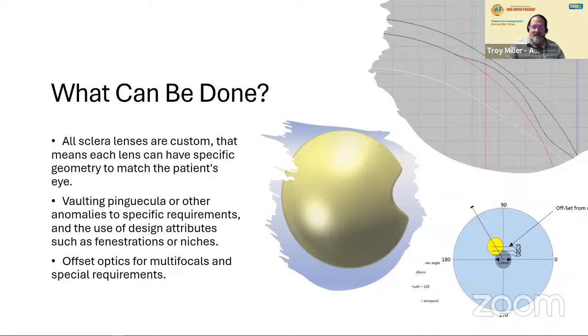The things that can be done with this technology, like I said, everything is custom, which means every piece of geometry that is incorporated into the lens is custom for that patient's eye. Simple things like vaulting pinguecula or other anomalies have become commonplace with these designs. The CAD allows us to review where the vault is going to reside over a pinguecula. It also allows us to put fenestrations and niches in the design to help support more oxygen, easier removal, and all that is done through the CAD system.